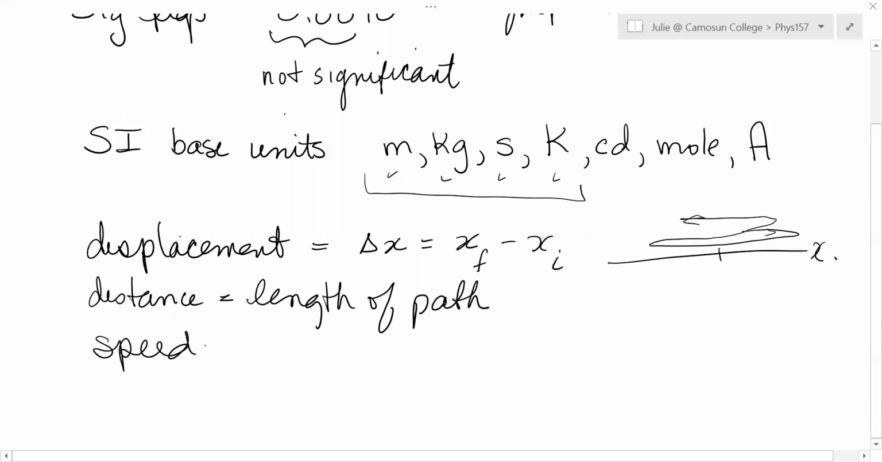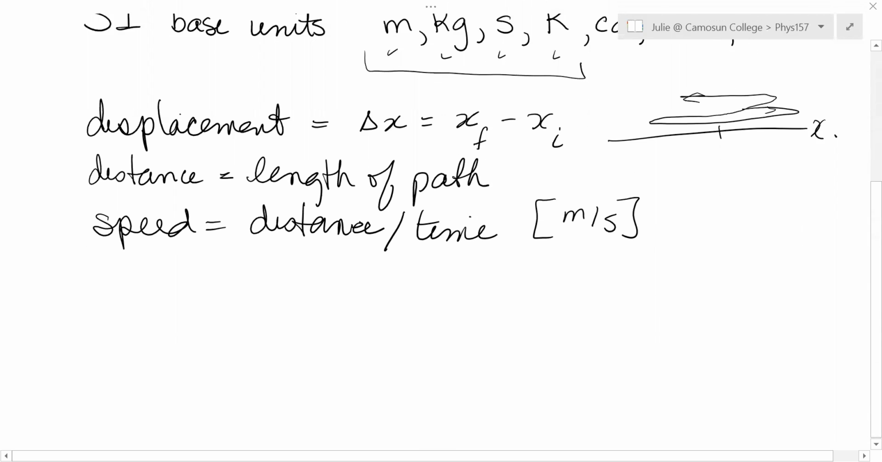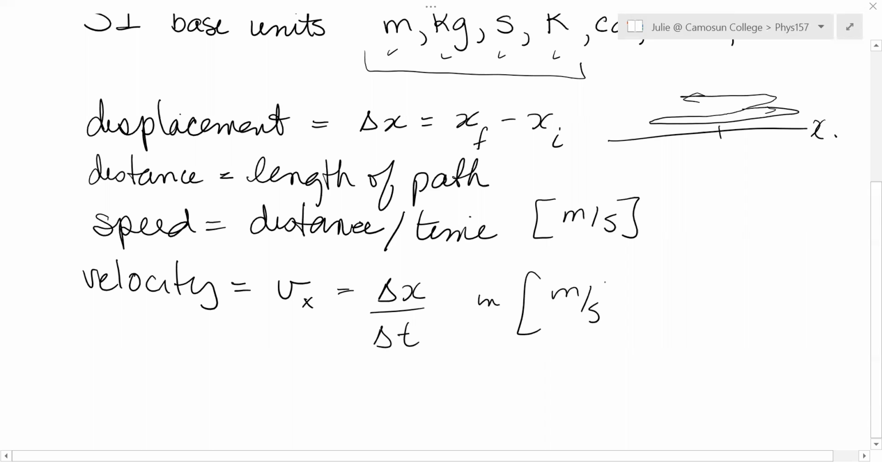Speed is distance over time. And that is also just a scalar. Units are meters per second. And velocity, that is a vector. And so it's v, and in one direction it's the x component, and that is defined to be the displacement over the change in time, also in meters per second.